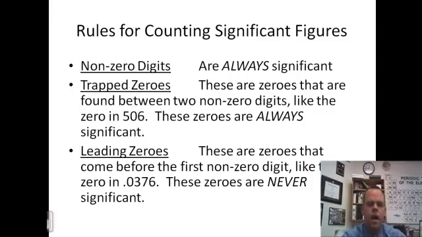The second type of zero we look at is what's known as a leading zero. This is a zero that comes before the first non-zero digit. These are never significant. These are always there to hold the decimal place. You would never write a zero before a non-zero digit to do anything other than hold the decimal place. So if you look at the example here, 0.0376, the zero that starts off the number comes before the first non-zero digit, 3. It is never significant. So there would only be 3 significant digits here: 3, 7, and 6.